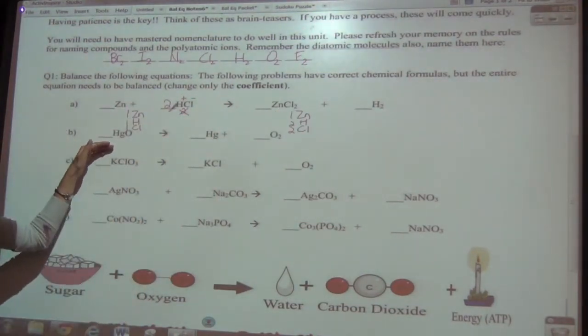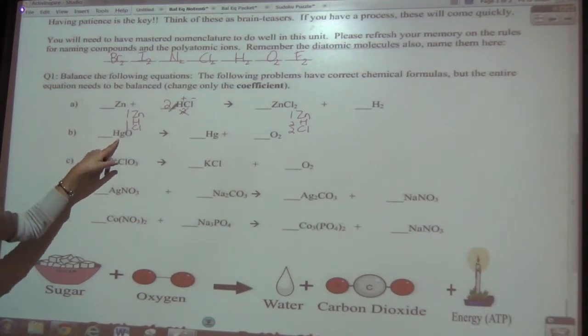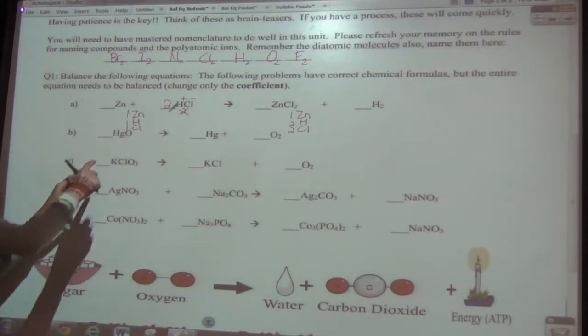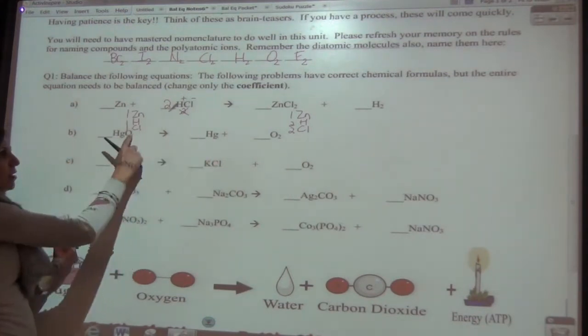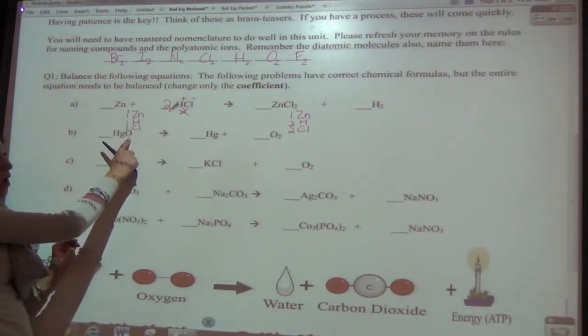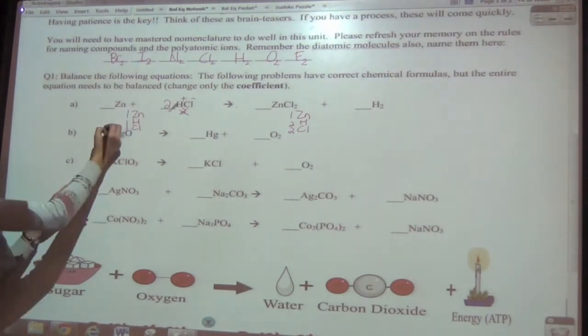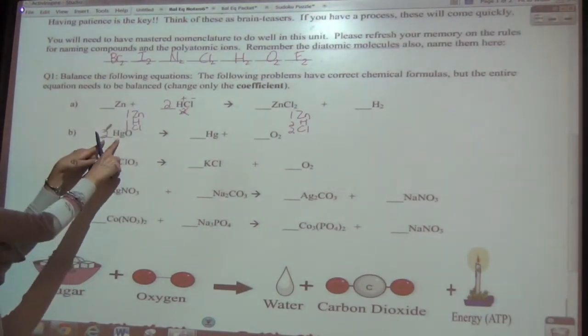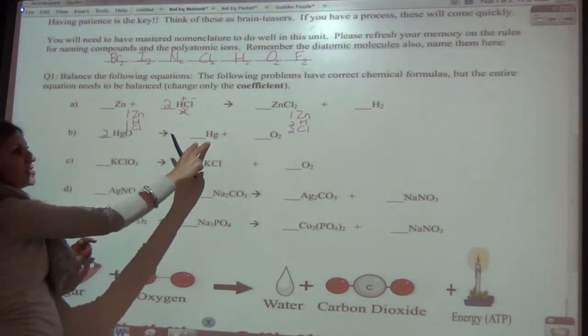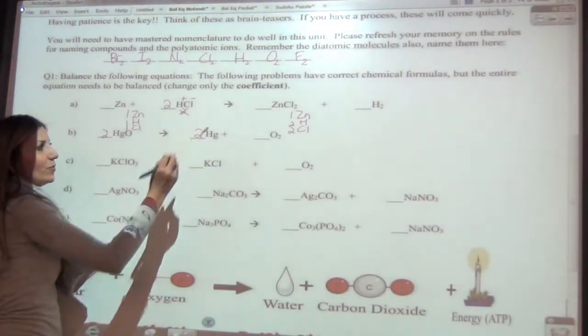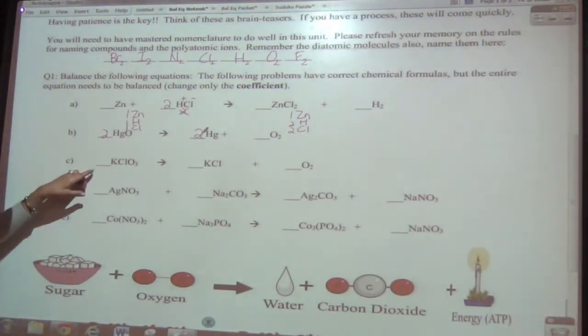Pretty easy? Okay. HgO, I only have one reactant, so I have no choice. 1 Hg, 1 Hg. How many O's on this side? 1. And on this side I've got 2. So what do I want to do to this one? Change it to a 2. But that changes my Hg's. So now how many Hg's here? 2. And that one's done. Pretty easy. Let's try the next one.